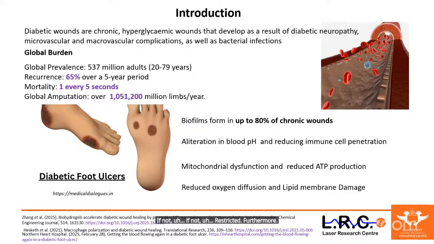Furthermore, diabetic wounds also have a high frequency of reducing the oxygen levels within cells, and also reducing or damaging the lipid membrane within cellular tissue, including the ones in veins, resulting in diabetic neuropathy.